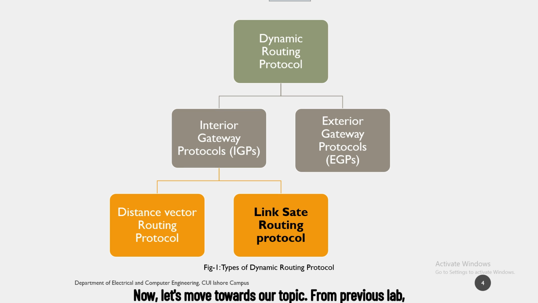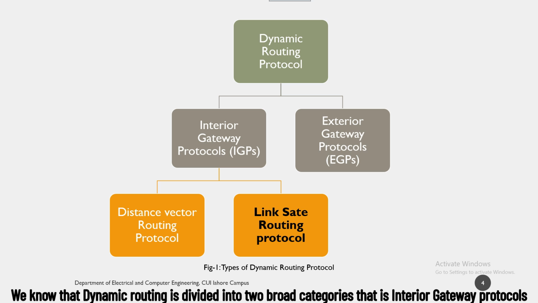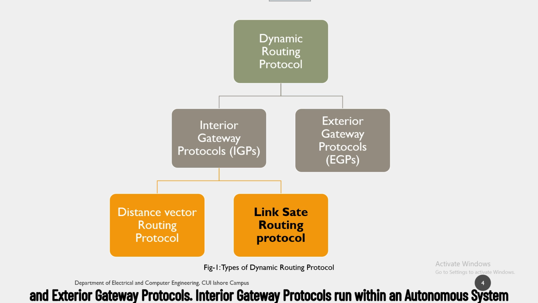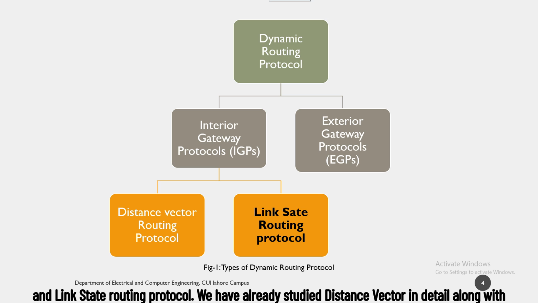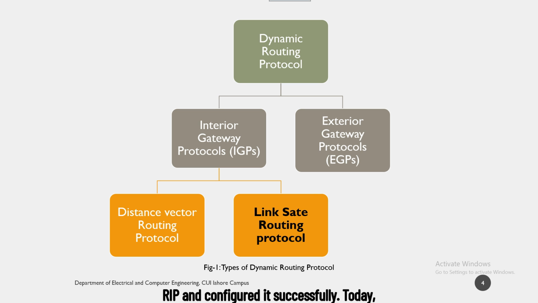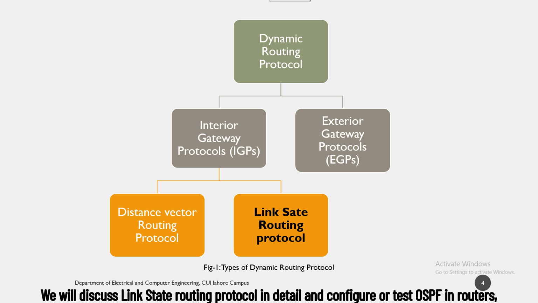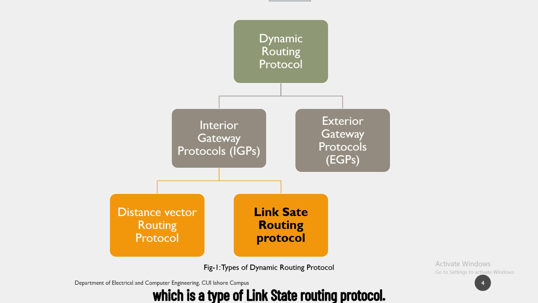Now let's move towards our topic. From previous labs, we know that dynamic routing is divided into two broad categories, that is interior gateway protocols and exterior gateway protocols. Interior gateway protocols run within an autonomous system and are further classified into two different categories, which are distance vector routing protocol and link state routing protocol. We have already studied distance vector in detail along with RIP and configured it successfully. Today, we will discuss link state routing protocol in detail and configure or test OSPF in routers, which is a type of link state routing protocol.